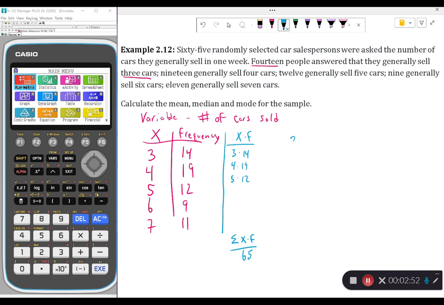Also, we could just list out the number of cars sold. In this case, it would be 3 14 times, and then 4 19 times, and so on. Again, just using the variable, number of cars sold, and how many times they occurred. We would just list this all out. That's going to take us a long time to do, but we could find the median by finding the middle value that way. Or we can use the graphing calculator to calculate this.